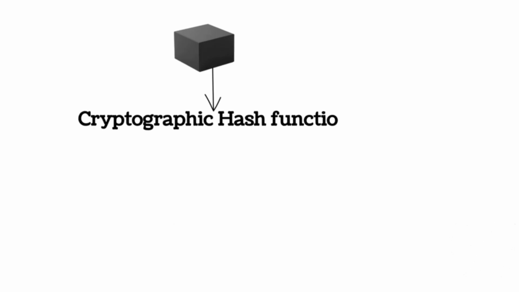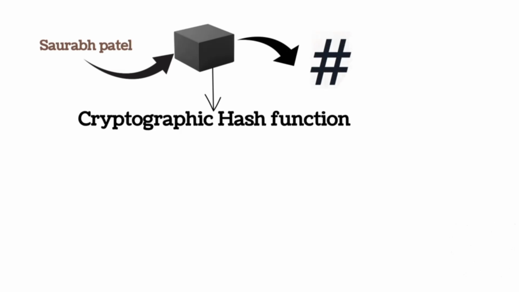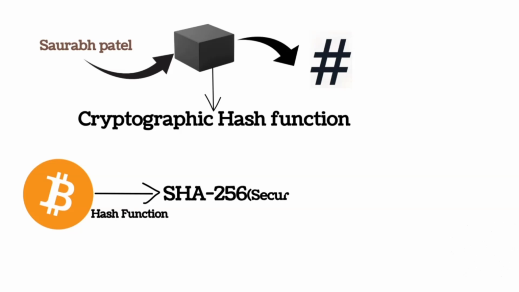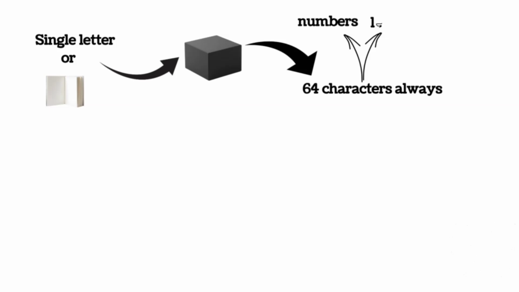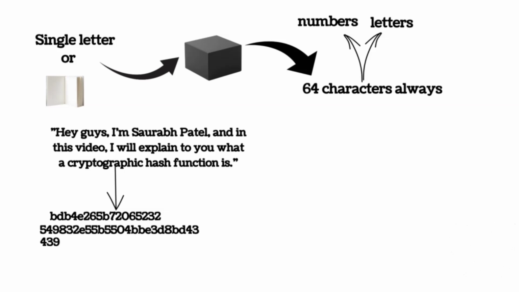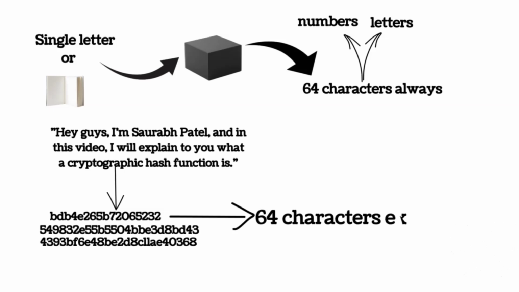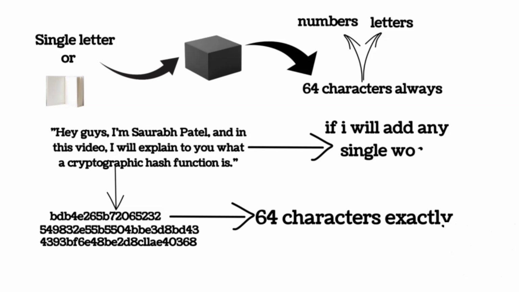So let's start. A cryptographic hash function is like a magical black box. You put something in and it gives you a unique output called a hash. Bitcoin uses one called SHA-256, which stands for Secure Hash Algorithm 256 bit. No matter what you put in, a single letter or a whole book, the output is always the same length, 64 characters, made of numbers and letters. Like I showed at the beginning, that long sentence turned into an exact 64 characters hash. And even if you add more words, the result will still be exactly 64 characters.